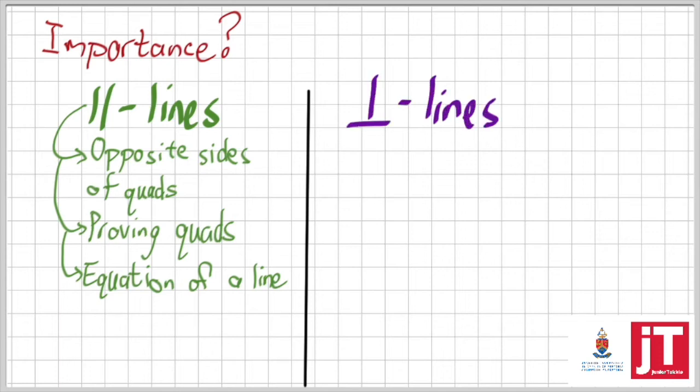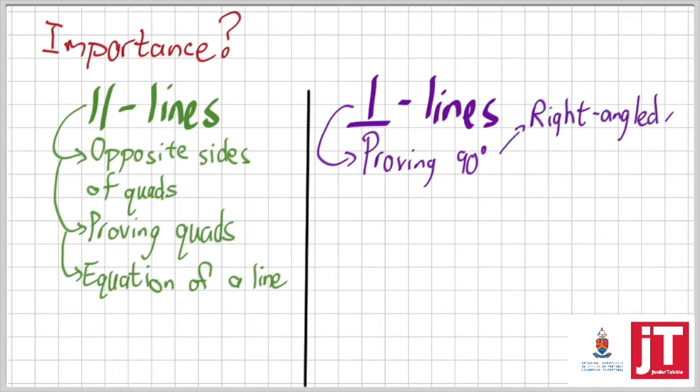Let's quickly discuss perpendicular lines. Now, perpendicular lines are fantastic because it allows us to prove a 90 degree. Why is that important? Because I then have a right angle triangle, which leads me towards areas, trigonometry, as well as Pythagoras. Right angles are amazing.